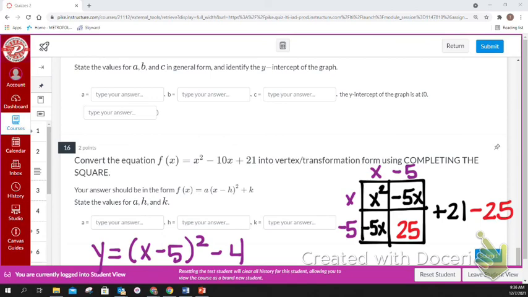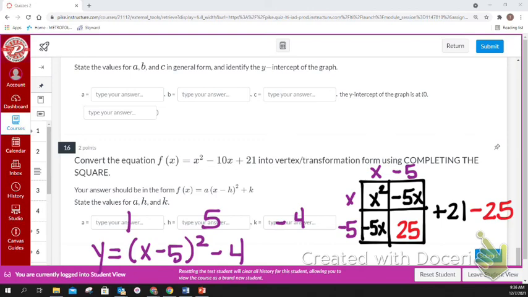What do you think your A value would be? Remember, A is the number in front of the parentheses. 1. So A is 1. What's H? No, not negative 5. Positive 5. And what's K? Negative 4.